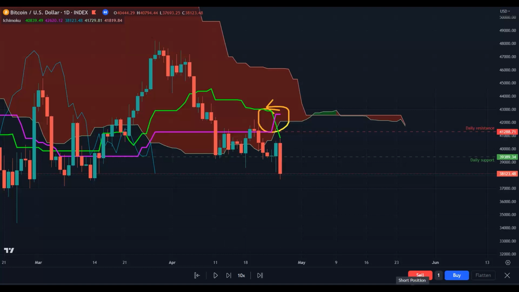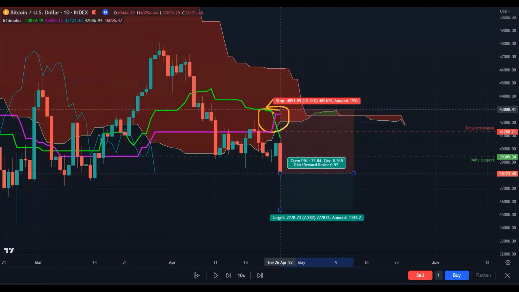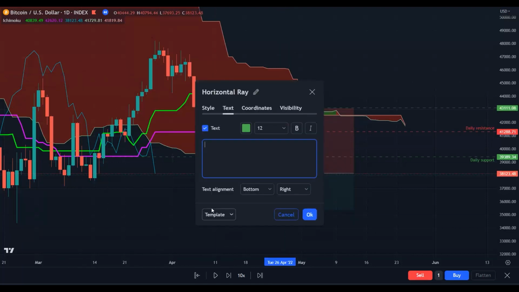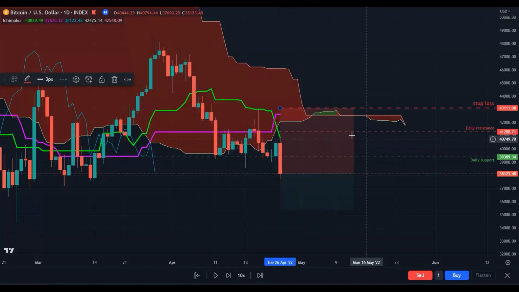Okay, so I'm gonna open a short position here. That's a short position. You can put your stop loss above the flat Kijun-sen. Okay, so your stop loss will be above the flat Kijun-sen. Let me put my stop loss here. Okay, so you can put your stop loss above the flat Kijun-sen.